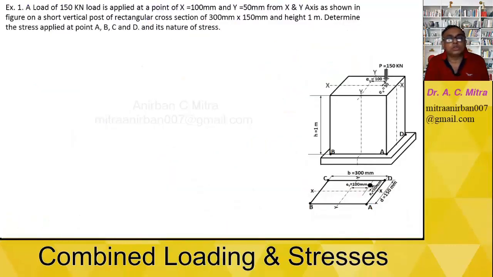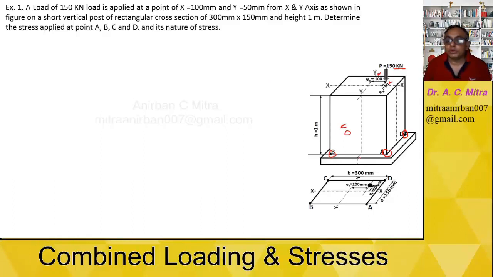Now, today we just solve this numerical, where there is one vertical short length pole where a load of 150 kilonewton is applied, which is eccentric to the x-axis as well as the y-axis. From the y-axis it will be 100 mm, from the x-axis it will be 50 mm. From the y-axis it is called EY, from the x-axis it is called EX. So due to this load, what are the different types of stresses produced at points A, B, C and the D point.